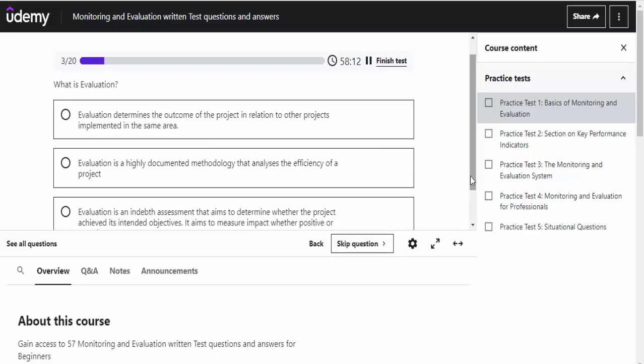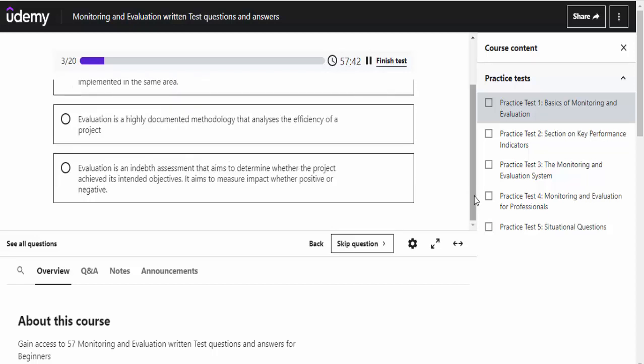What is evaluation? Evaluation determines the outcome of the project in relation to other projects implemented in the same area. Not 100% correct. Evaluation is a highly documented methodology that analyzes the efficiency of a project. So that is correct, but it's not 100% correct because it doesn't just analyze the efficiency, but there are other areas it looks at, including the effectiveness. Evaluation is an in-depth assessment that aims to determine whether the project achieved its intended objectives. This one is very correct.